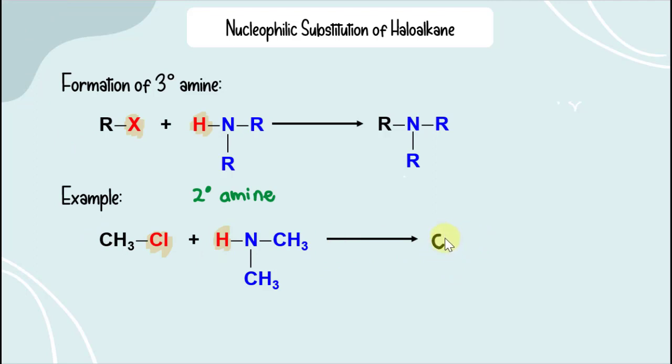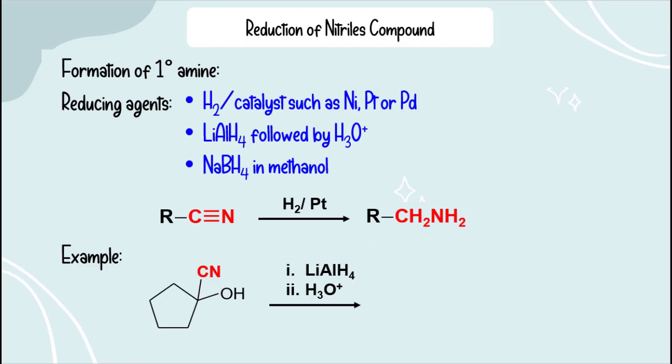Okay, so we have CH3. CH3 from our haloalkane will combine with the nitrogen on our amine. Okay, nitrogen, and then just copy back all the things here. Okay, so here we have a CH3. So you can see that we have a tertiary amine from the reaction of haloalkanes with secondary amines.